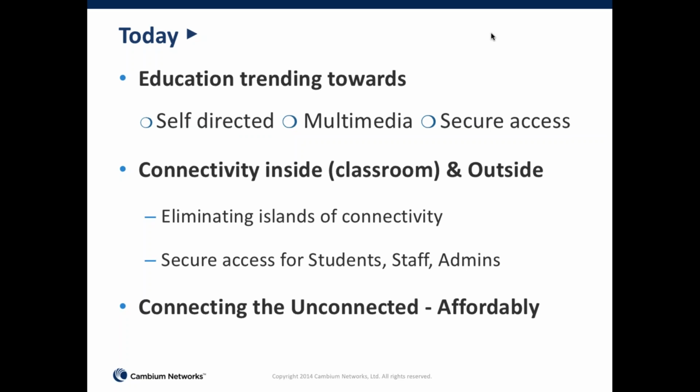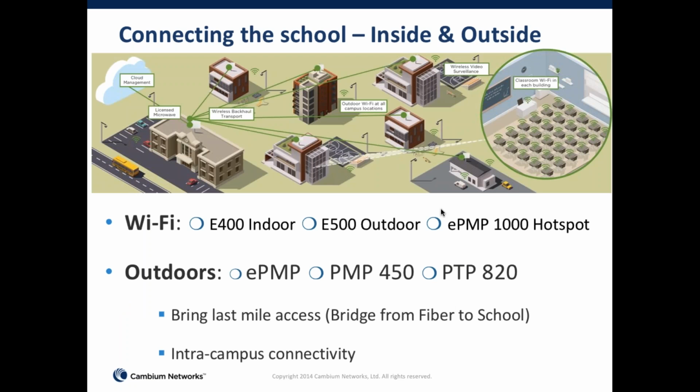The rest of the presentation will segue from the more general trends to how Cambium brings this connectivity to schools. Here at Cambium, we have 2 fundamental lineups of products. One is our newest member of the family, the Wi-Fi product range, both indoor and outdoor, specifically the cnPilot E400 and the cnPilot E500. And then on the outdoor side, we have our backhaul solutions comprised of the ePMP, our PMP 450 and PTP 820 and our PTP 650 as well.